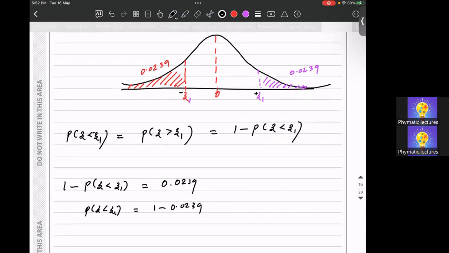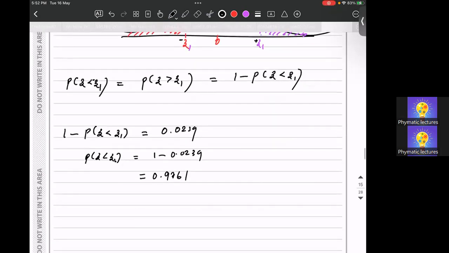What is that value? 1 minus 0.0239 is 0.9761. So the probability of Z less than Z1 is 0.9761. Then you go to the table, and for what value of Z1 is this happening? So Z1, we will get as positive 1.98.